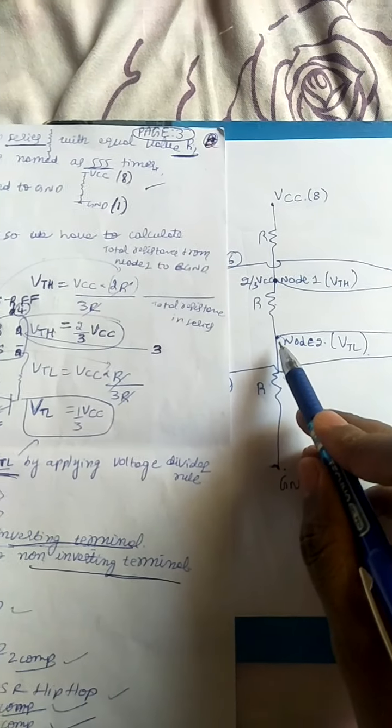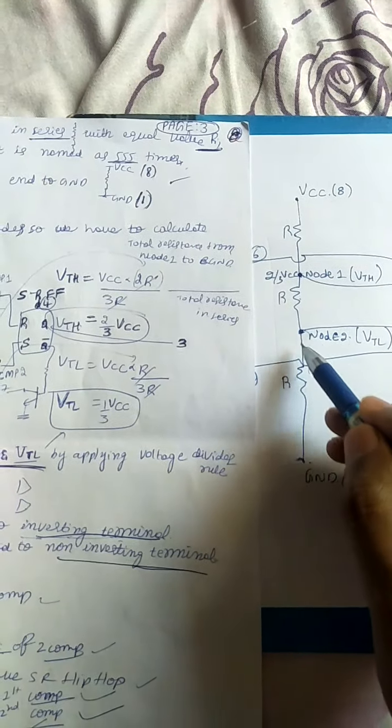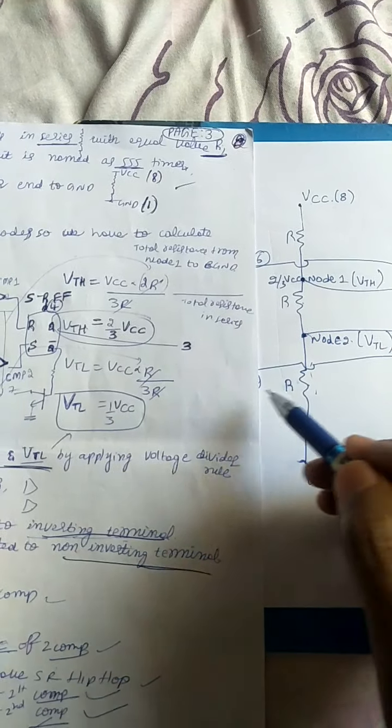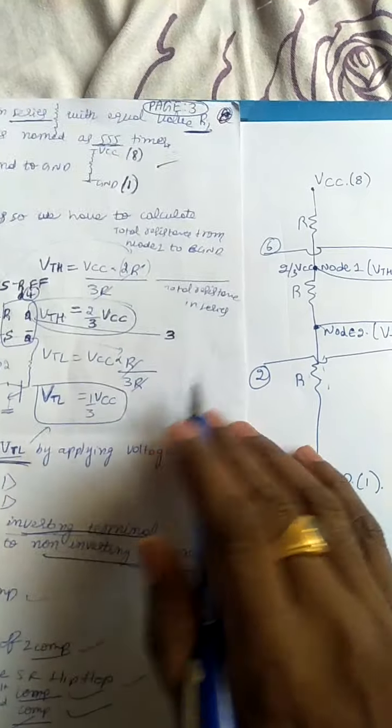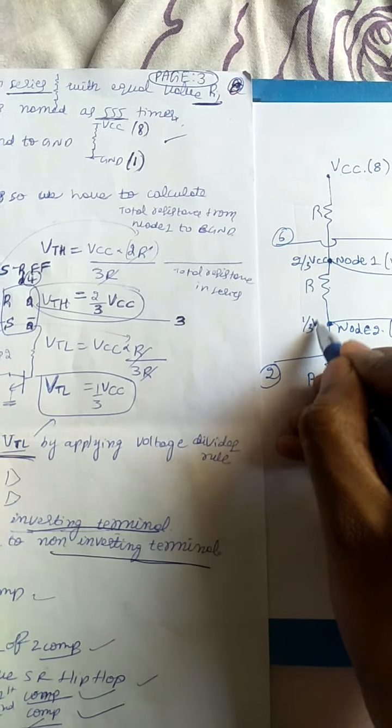Then what about the voltage at this point? VTL is equal to VCC into R divided by 3R, and it comes to 1 by 3rd VCC. The voltage at this point, VTL at node 2, is 1 by 3rd of VCC.